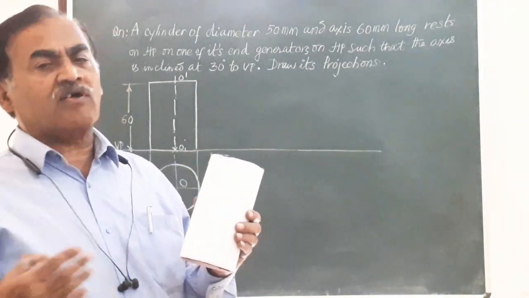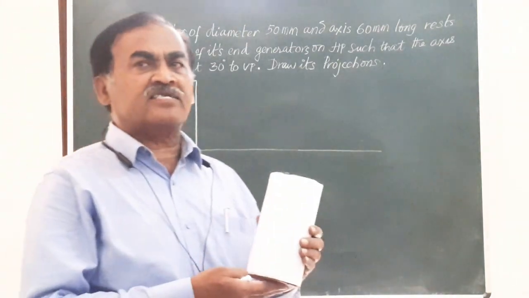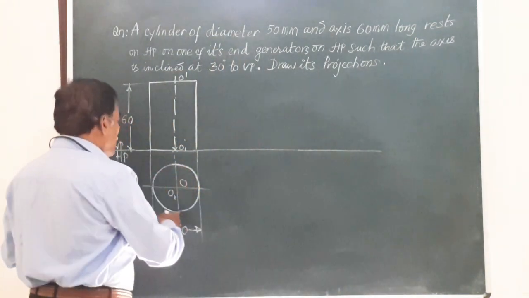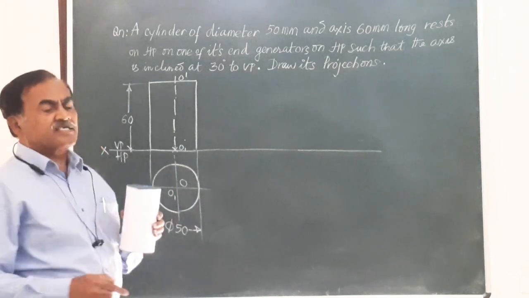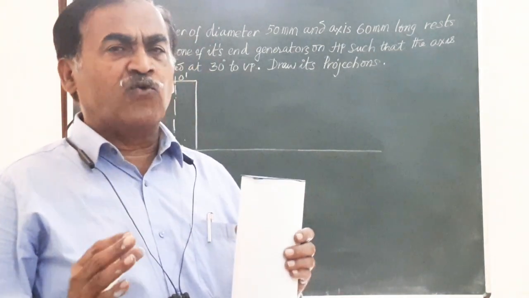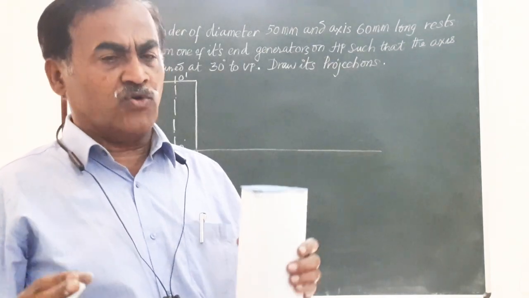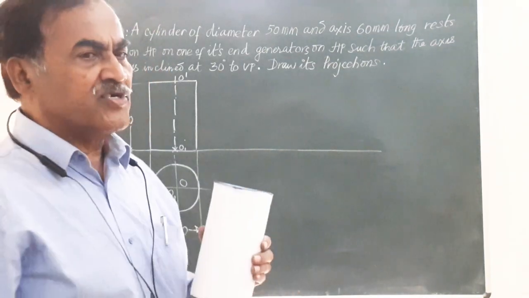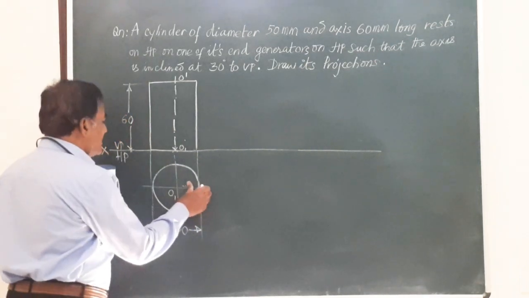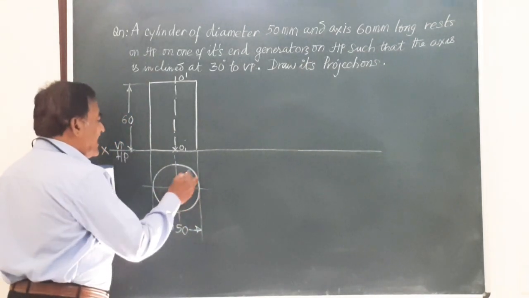So to get the number of points on the top and bottom faces, the top view of the object, that is a cylinder, is divided into a number of equal parts. So minimum 4, 8, 12 and so on. The more parts you divide, the better the curve you are going to get. Hence I am going to divide this circle into 8 equal parts.